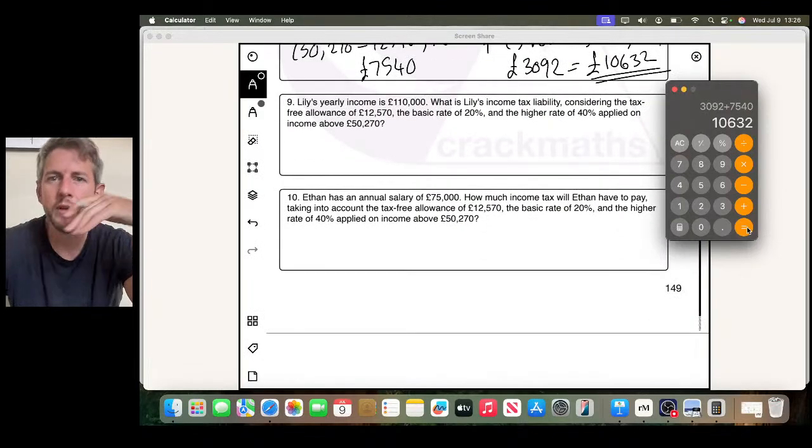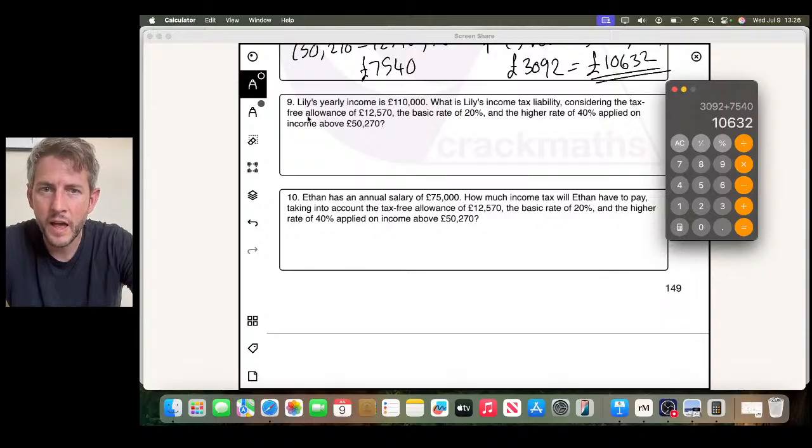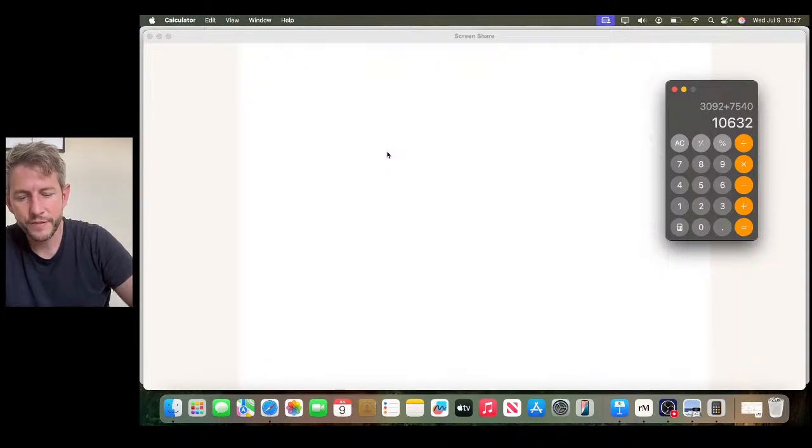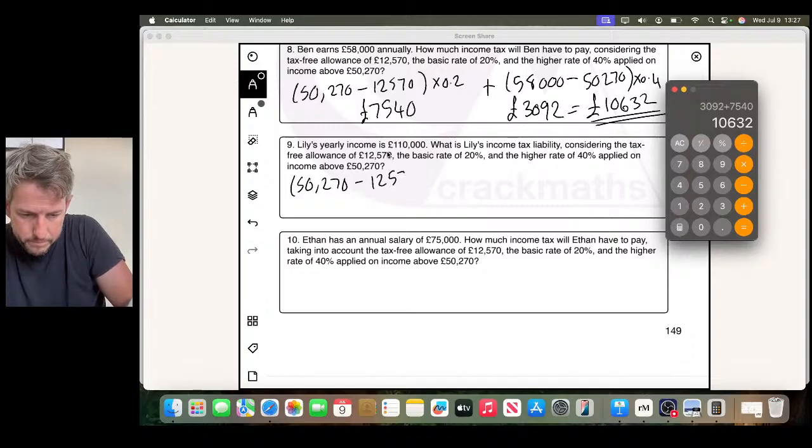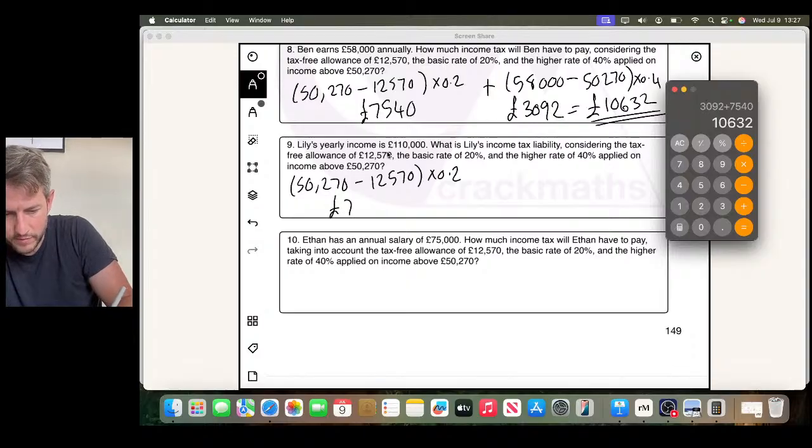Okay, again we've got Lily here. She's earning above the higher threshold as well. So Lily's yearly income is 110,000. What is Lily's income tax liability considering the tax-free allowance of 12,570, the basic rate of 20%, and the higher rate of 40% applied on the income above here? So again, we're going to get this first bit, which is just going to be standard for anyone that gets to the threshold. Okay, which is 7,540. And then we've got to add on this next bit here.